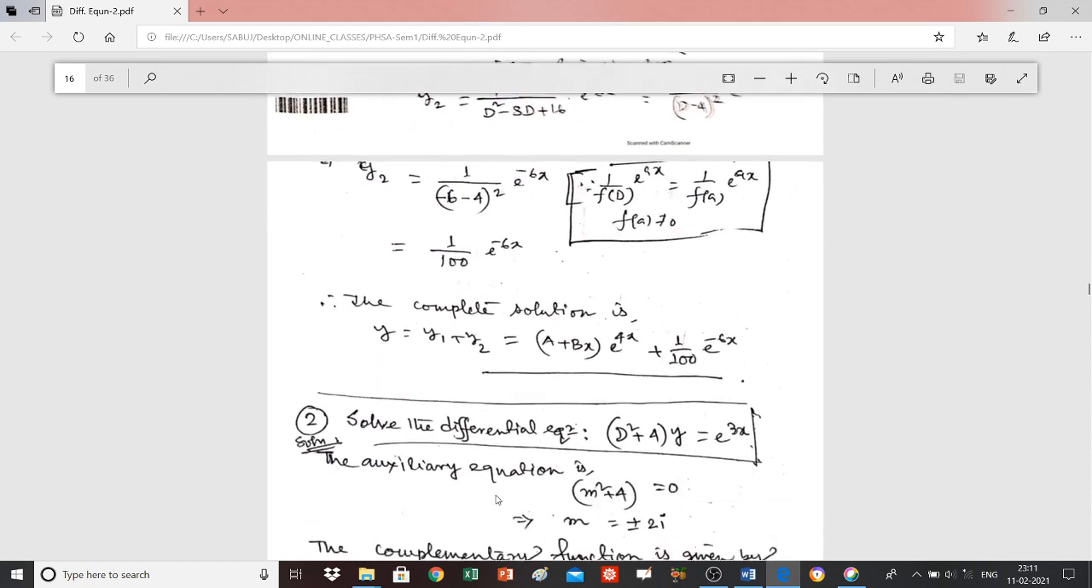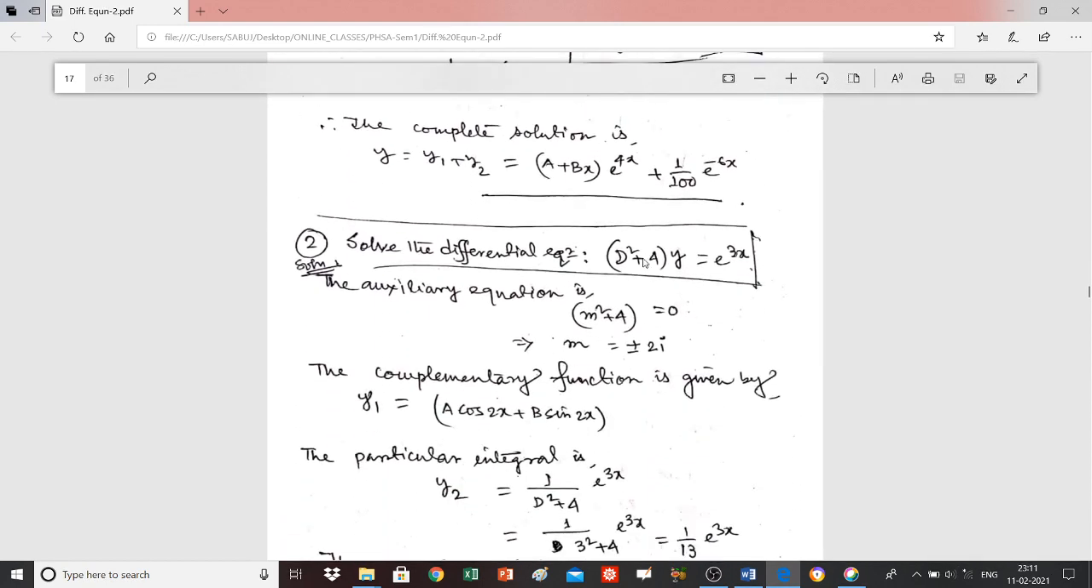This is another problem. Solve (D square plus 4) y equals e to the 3x. The auxiliary equation can be directly written here, m square plus 4 is equal to 0, and from here m is equal to plus minus 2i. And you know that this has the form m is equal to alpha plus minus beta i, where alpha is equal to 0 and beta is equal to 2.